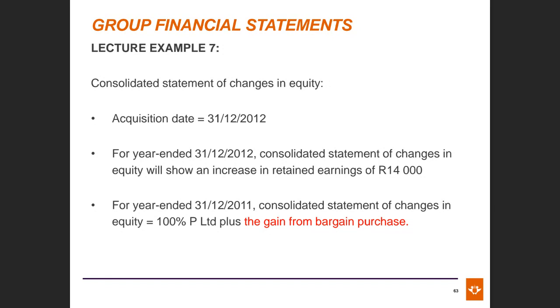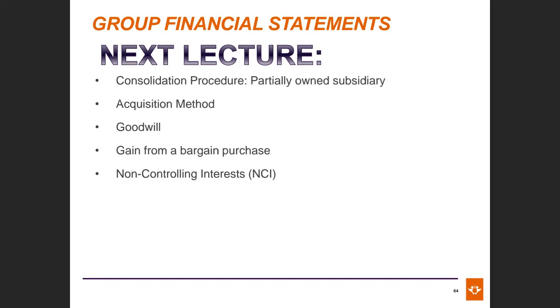So that is it from me. That shows the situation. We had a look at consideration paid, and we had a look at who is the acquirer and the acquisition date. And we had a look at the pro forma journal entries. So that is the end of this lecture. The next lecture will be after the mid-semester break, and that will involve at acquisition for partially owned companies.